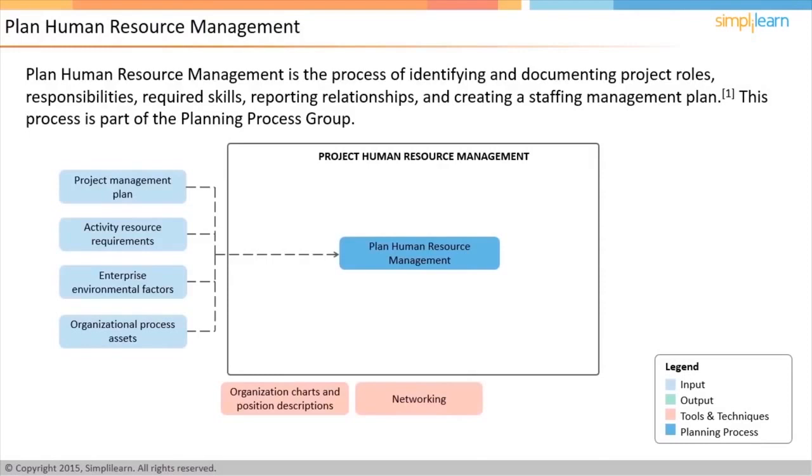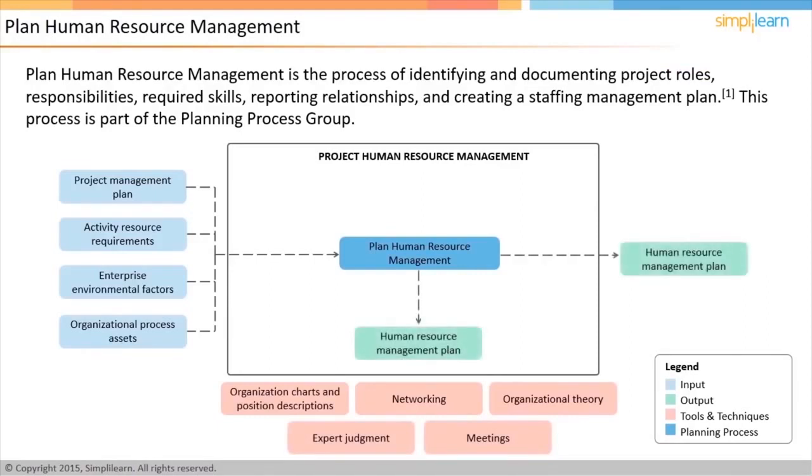This involves formal or informal interactions within the organization and outside by the project manager to identify the best team for the project depending upon various interpersonal factors. Organizational theory helps to understand how individuals come together and function as an organization. Expert judgment and meetings are required to put the human resource plan together. The output of this process is the Human Resource Management Plan.